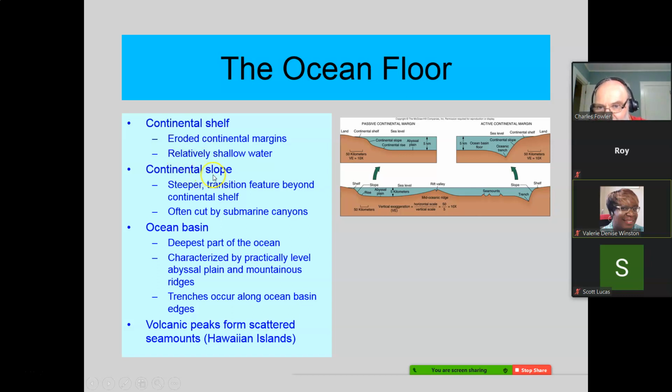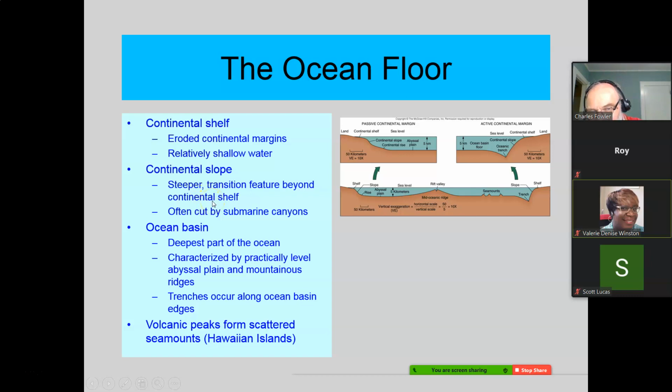Then past that is the continental slope. That was probably the original boundary of the continent. Okay, that's the continental slope here. Much steeper, usually on the Pacific side. In fact, very steep sometimes there. Okay, there's another picture of a really steep slope. Okay, now it's a steeper transition feature beyond the continental shelf.